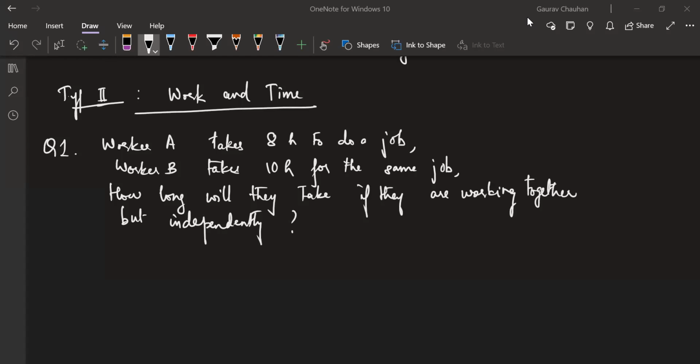Okay, over to Dikshit. What are your thoughts here? Sir, we know that worker A takes 8 hours to do one work. So the work by worker A in 8 hours will be 1. So what I'll do is calculate the job done by worker A in 1 hour, sir. So I'll get 1 by 8. Sorry, Dikshit, I just want to check. Have you seen this type of question before? Yes, sir, I have, but it's been 2 years.